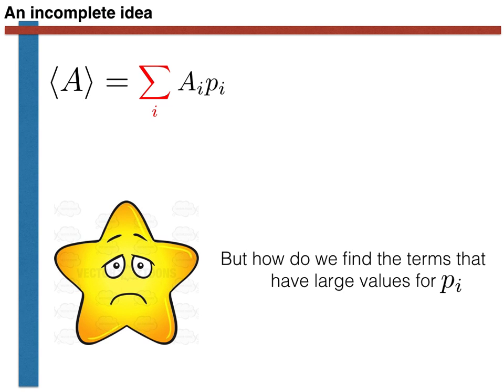This seems like a good idea, but we immediately see that it is problematic, as how do we find the set of microstates that have a high value for pi? As we will see, it turns out that we can generate configurations in accordance with this probability distribution, but to do this we will have to introduce a few additional mathematical ideas.